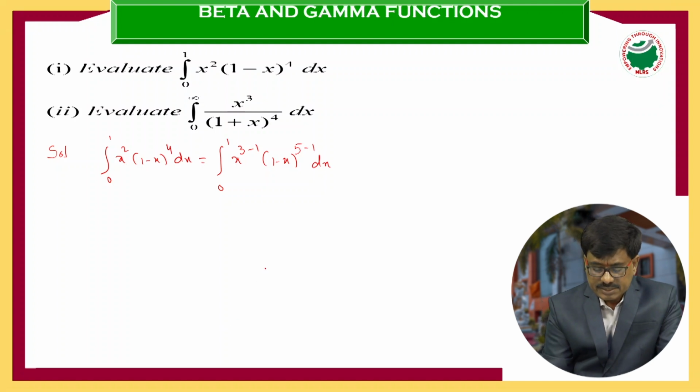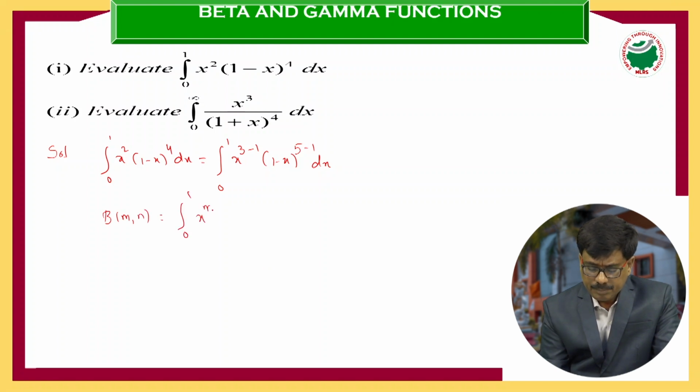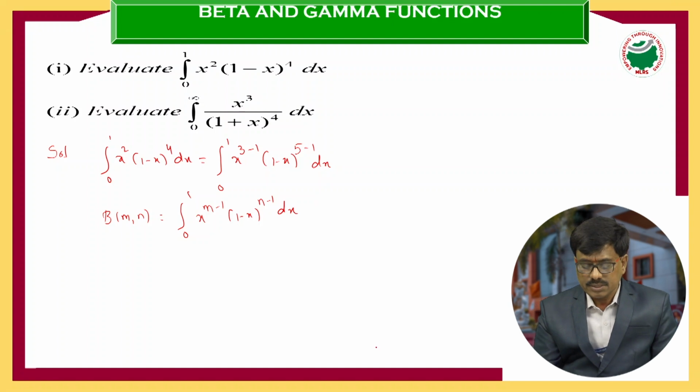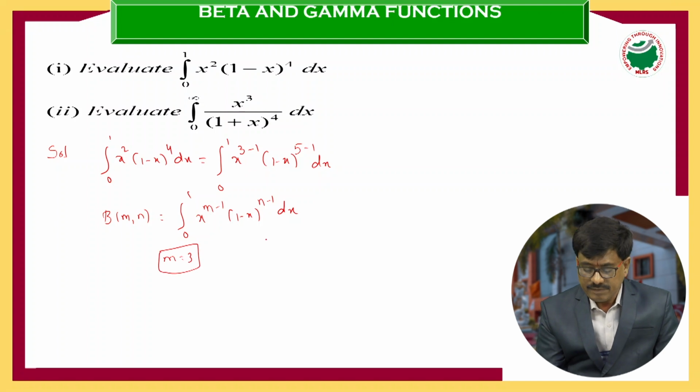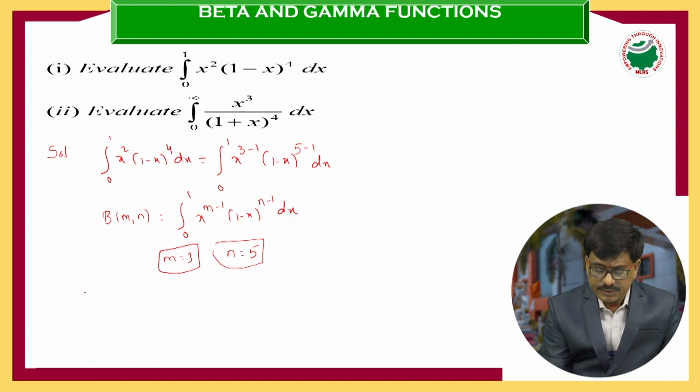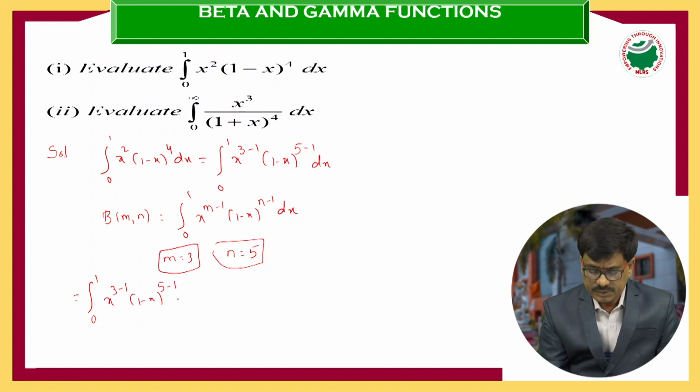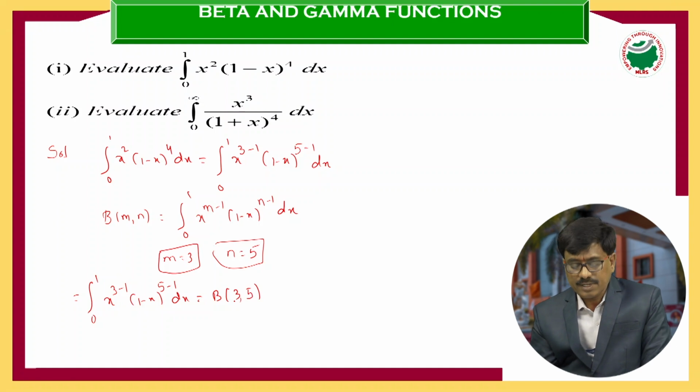Now look at the definition of the beta function. Beta of m comma n is equal to integral 0 to 1 x power m minus 1 into 1 minus x whole power n minus 1 into dx. Now I can compare these two. What is the value of m? M represents 3. What does n represent? 5. So the integral 0 to 1 x power 3 minus 1 into 1 minus x whole power 5 minus 1 into dx is written as beta of 3 comma 5. For this value we need to calculate beta of 3 comma 5.